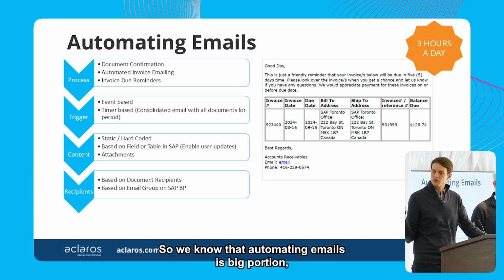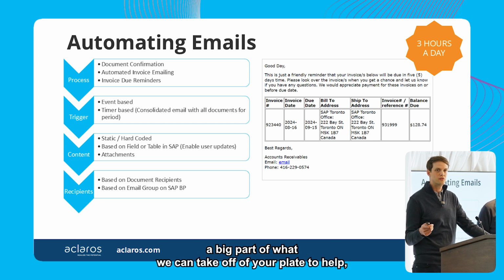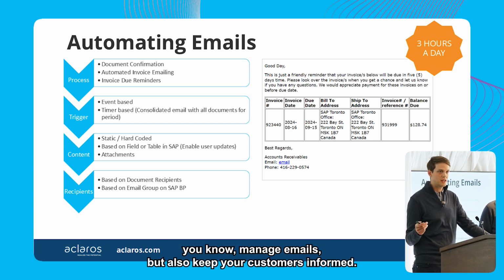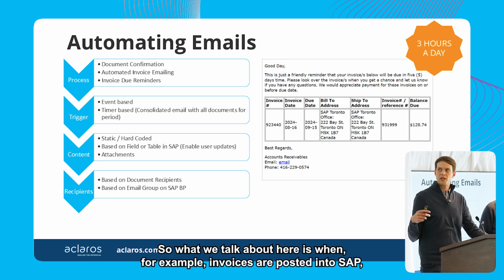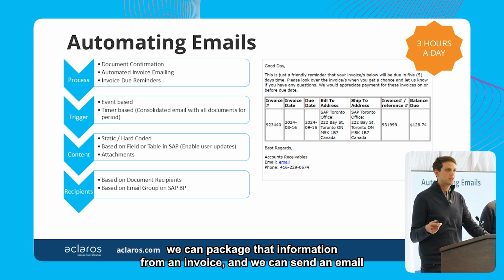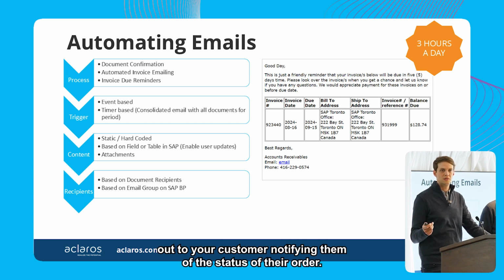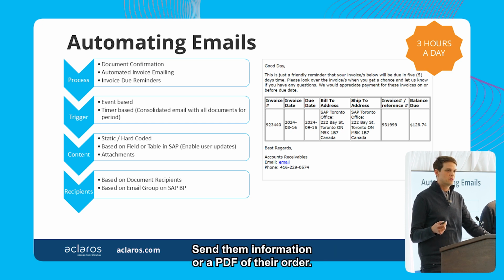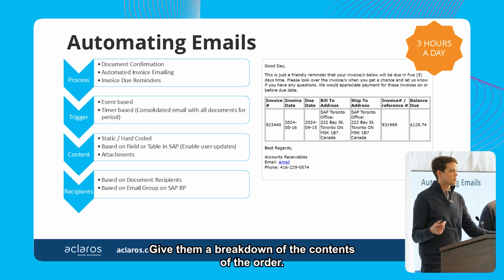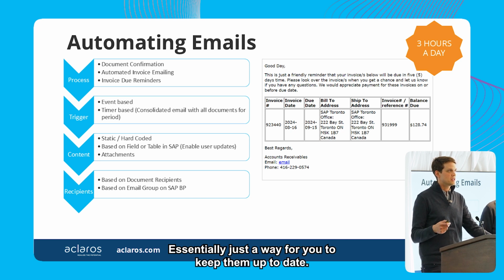So we know that automating emails is a big part of what we can take off of your plate to help you not manage emails, but also keep your customers informed. So what we talk about here is when, for example, invoices are posted into SAP, we can package that information from an invoice and we can send an email out to your customer notifying them of the status of their order, send them information or a PDF of their order, give them a breakdown of the content of the order, essentially just a way for you to keep them up to date.